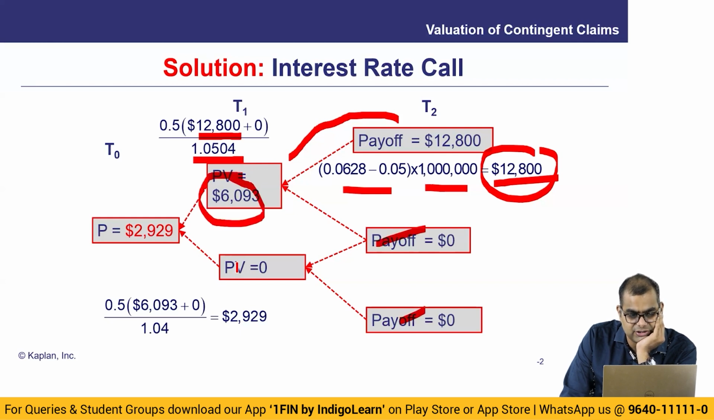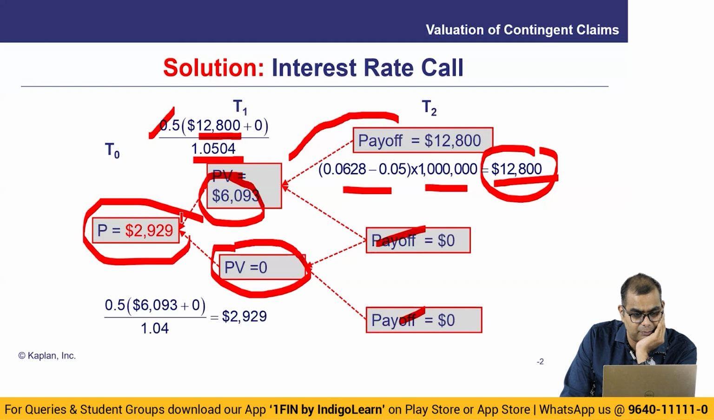Both these cases payoff is 0, the value is 0 here. And if you look again, for the payoff 6,000 and here payoff 0, you take an average of both, and if probability is 50%, you get, and you divide this by 1.04. So you get a value of 2929.